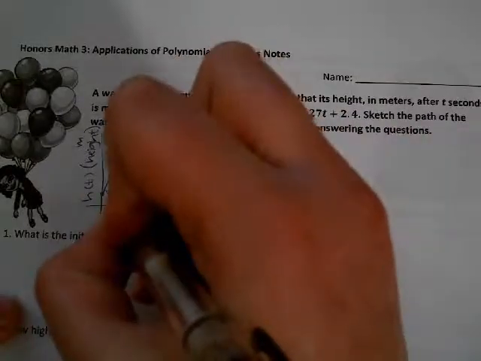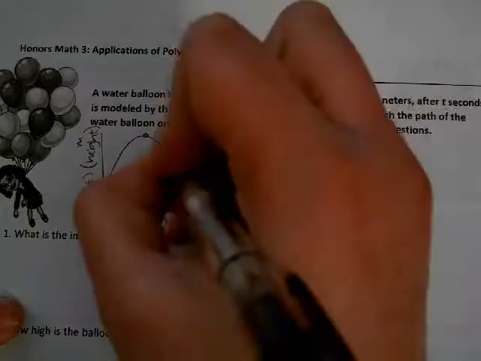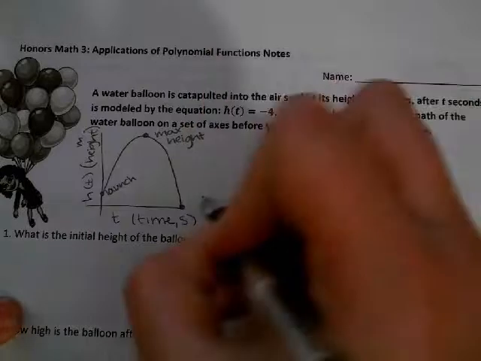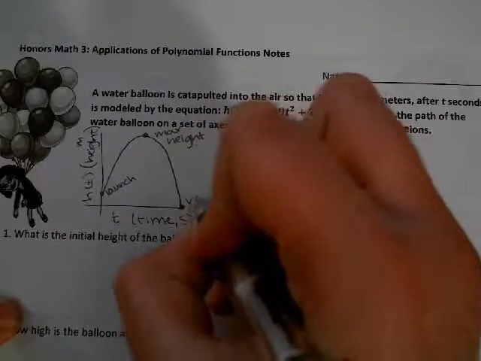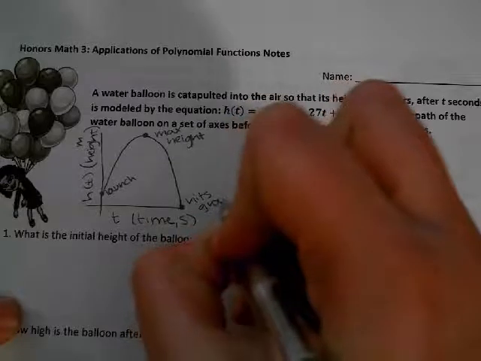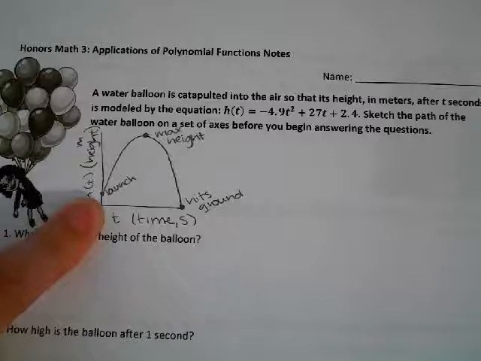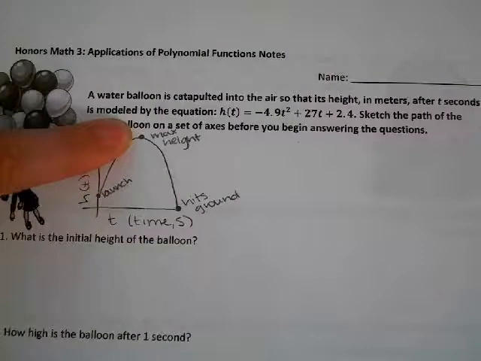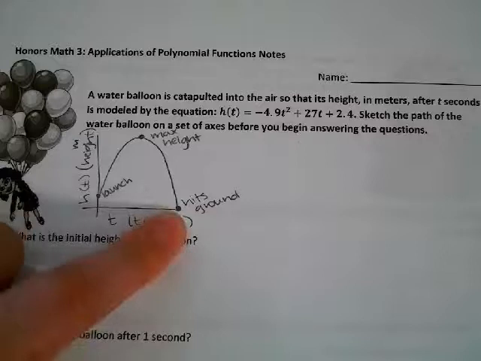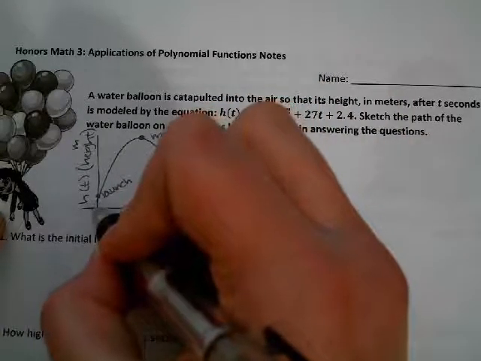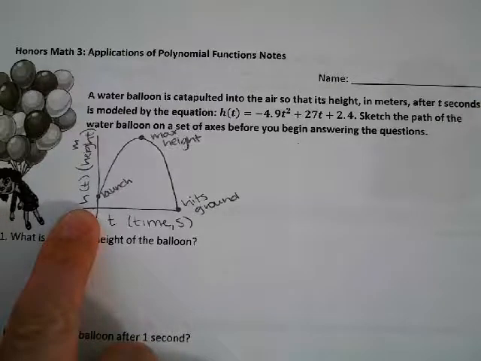So this is going to be the launch. This is going to be the maximum height of the water balloon. And then this is going to be where the water balloon hits the ground. So we can see that the launch is the y-intercept, the maximum height is the vertex, and then where the water balloon hits the ground is going to be the x-intercept. There's another x-intercept over here, but that x-intercept is kind of extraneous. In this case, we're not going to use it.